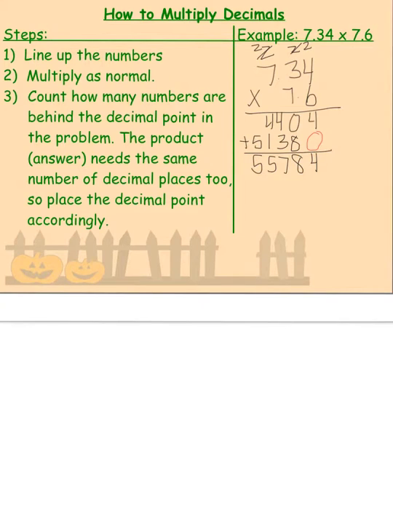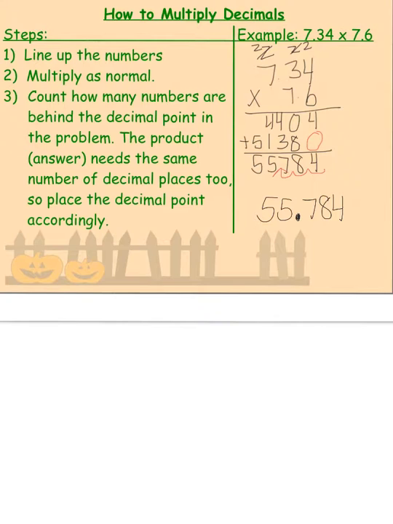A lot of students will stop here, but they will forget, oh yeah, they have to place the decimal point in their answer. So if I look back in the original problem, there are 1, 2, 3 numbers after our decimal point. So in my answer, I have to have that same thing. So I'm going to start at the end and go 1, 2, 3, and my decimal point goes between the 5 and the 7. So my answer is going to be 55.784.